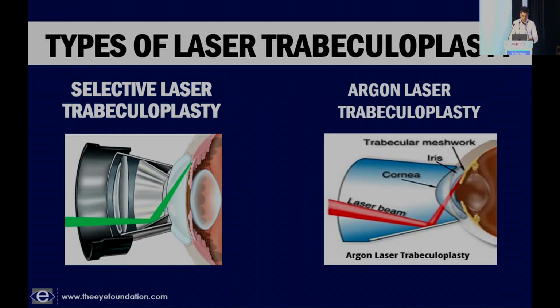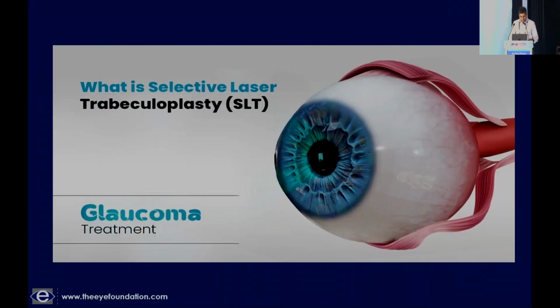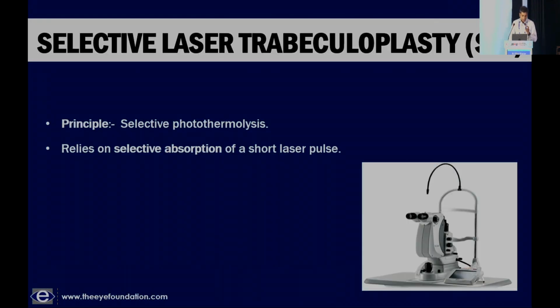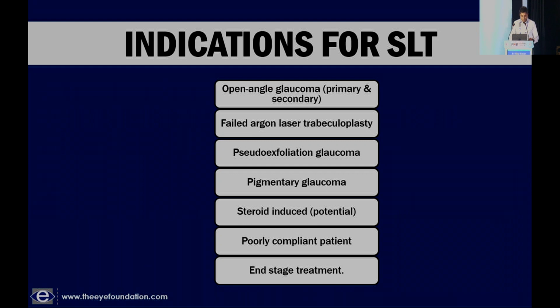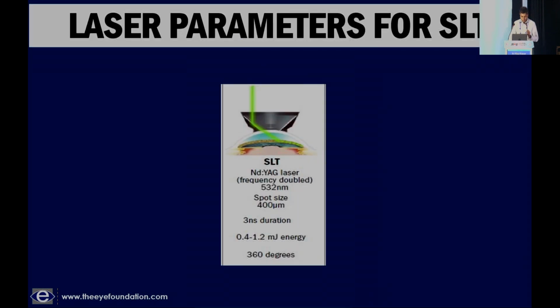There are two types of laser trabeculoplasties. One is selective and another is argon laser trabeculoplasty. The selective laser trabeculoplasty has the principle of selective photothermolysis, which relies on selective absorption of short laser pulse. It is primarily indicated in all open-angle glaucomas and previously failed argon laser trabeculoplasty, PXF and pigmentary glaucomas, and potential use in steroid-induced glaucoma has also been tried.